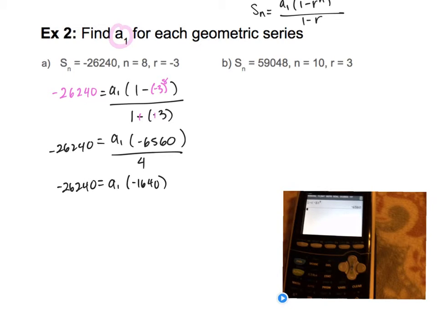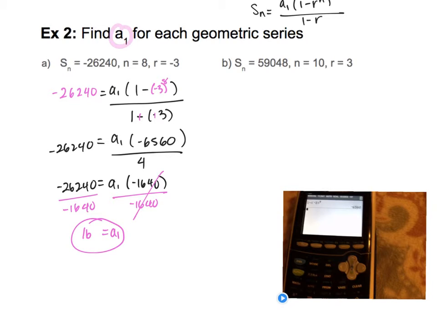And so notice now this is the only thing next to the A1, and that's implying that it's multiplying. So I'm going to divide this number off so I can get the A1 by itself. So that cancels. And so A1 is equal to, well, let's see, I'm going to use my calculator to help me out. So I'm taking 26,240 divided by negative 1640. And that's going to give me, ooh, it's a nice number, 16. So my first term here is 16.